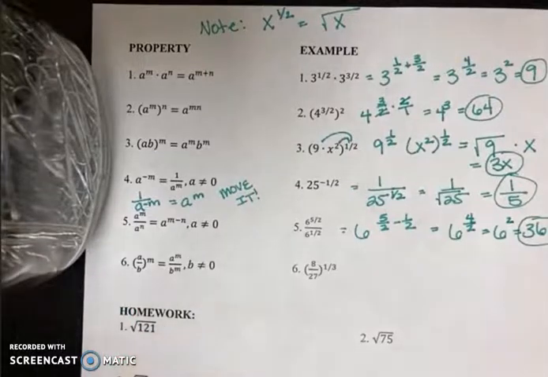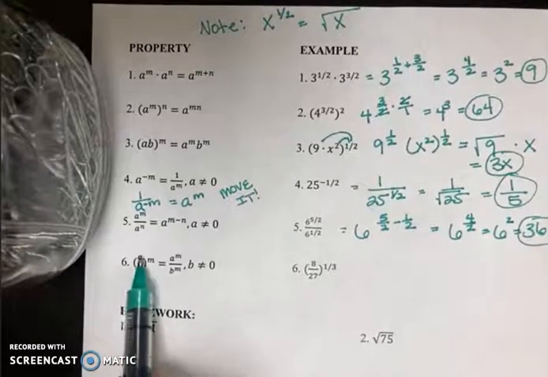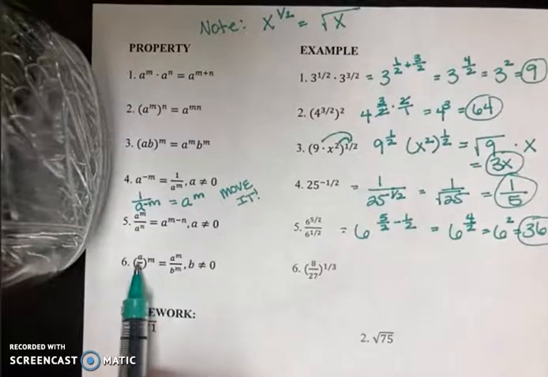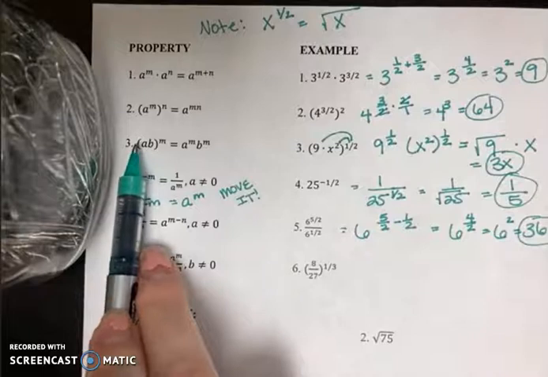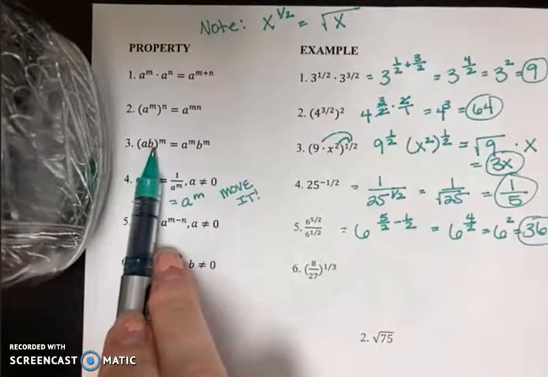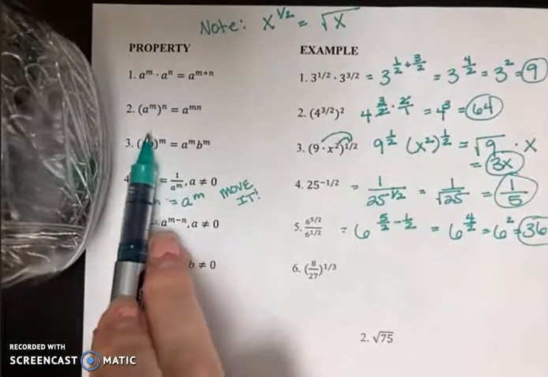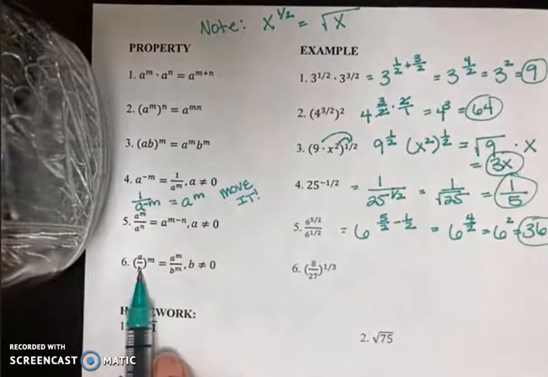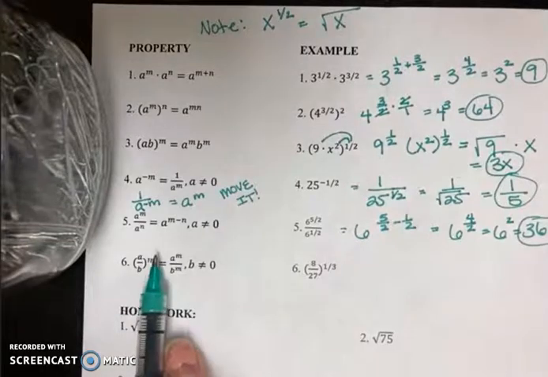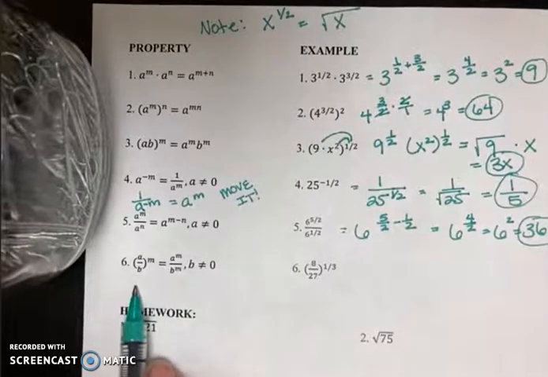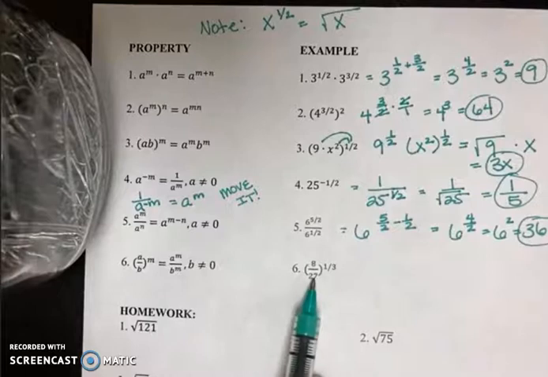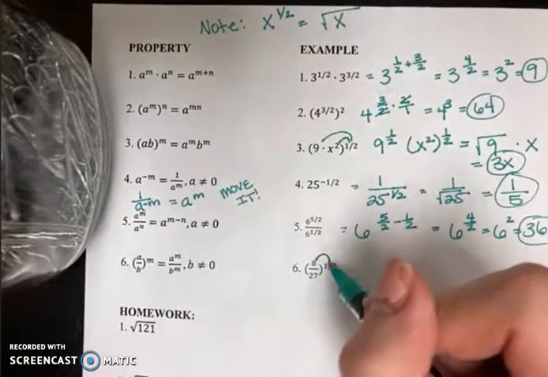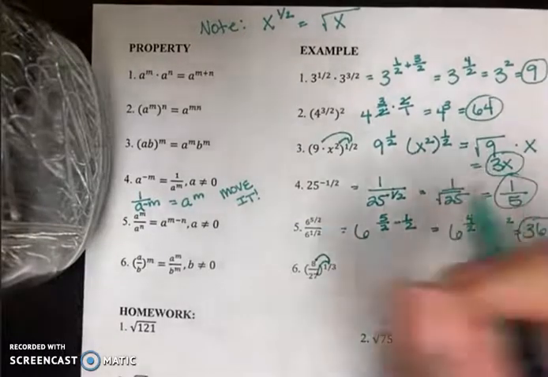All right, lastly, we have 2 different bases being raised to a power. We saw this before with number 3. We had 2 different bases being multiplied, raised to a power, and we just distributed. We're going to do the same thing with 6. We have 2 different bases to a power. We're just going to distribute that power. So over here, I have 8 to the 1/3 and 27 to the 1/3.